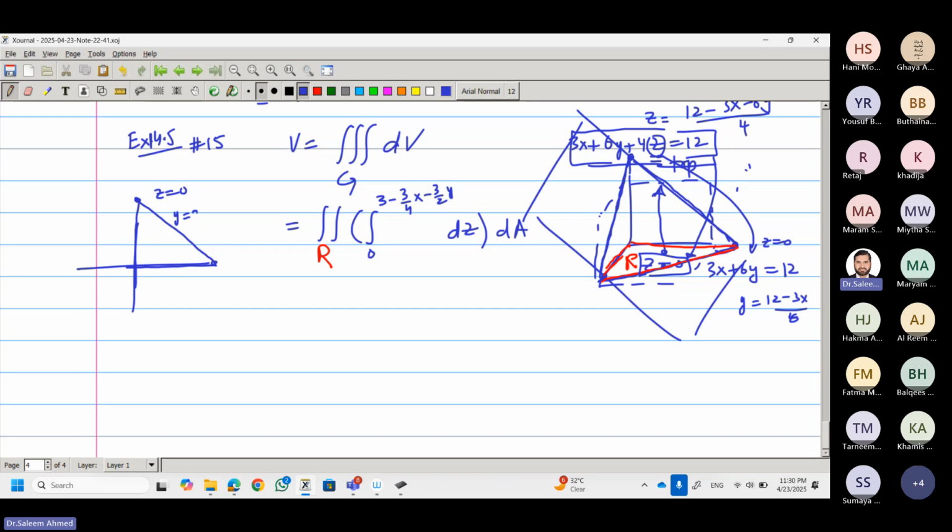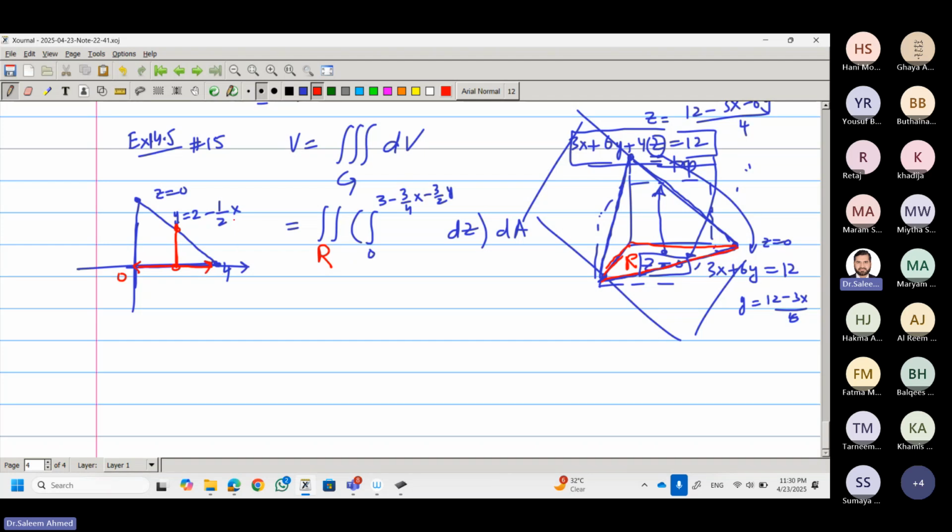So 12 by 6 is 2 minus 3 by 6 is 1 by 2x. So this is my line. And what will be this point? If I put y is equal to 0, then x will be 4, this point. Because I need this point. My y coordinates start from bottom to top, and then x starts from 0 to this number 4.